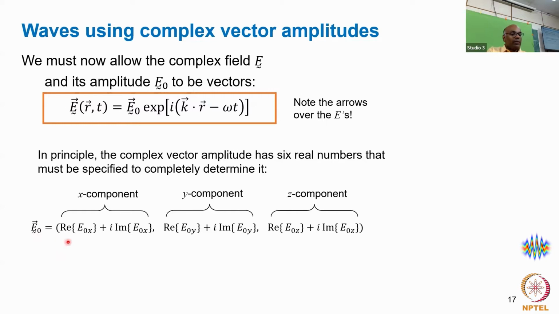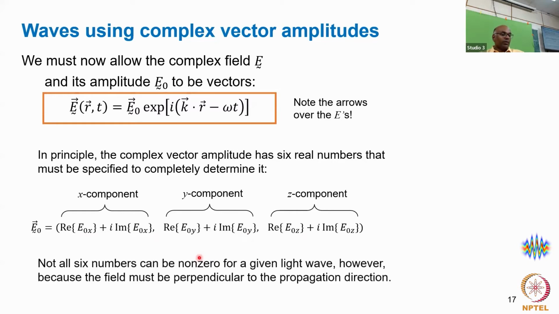So E naught has X, Y, and Z components, all of which are complex numbers. So we have real and imaginary parts. The real part of the X component is the real part of E naught X plus the imaginary part of E naught X, the real part of E naught Y plus the imaginary part of E naught Y, and the real part of E naught Z plus the imaginary part of E naught Z, right? So in total, we need 6 real numbers to describe this electromagnetic wave in its complete form.